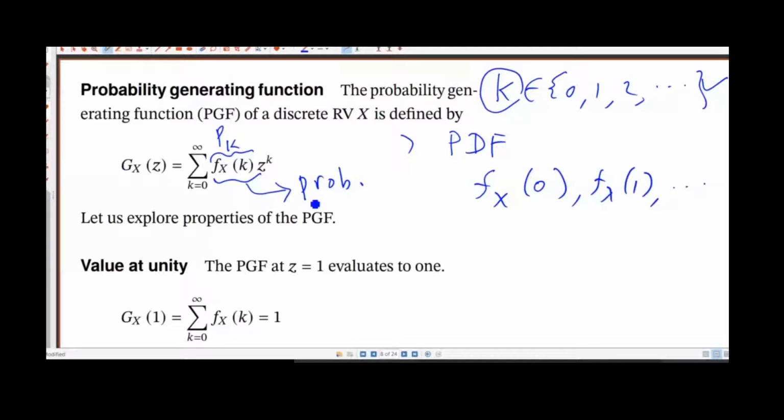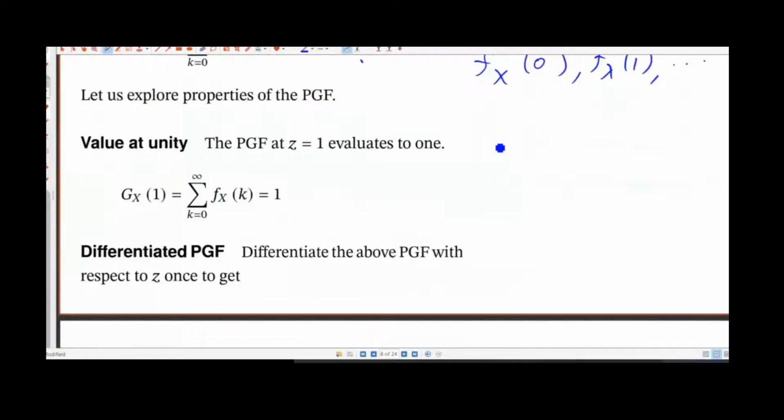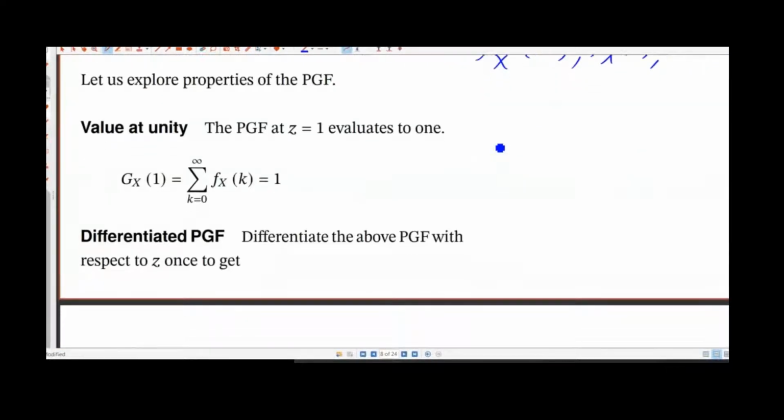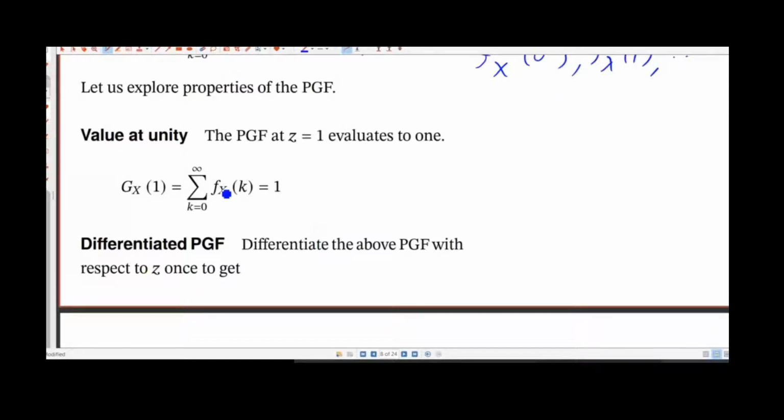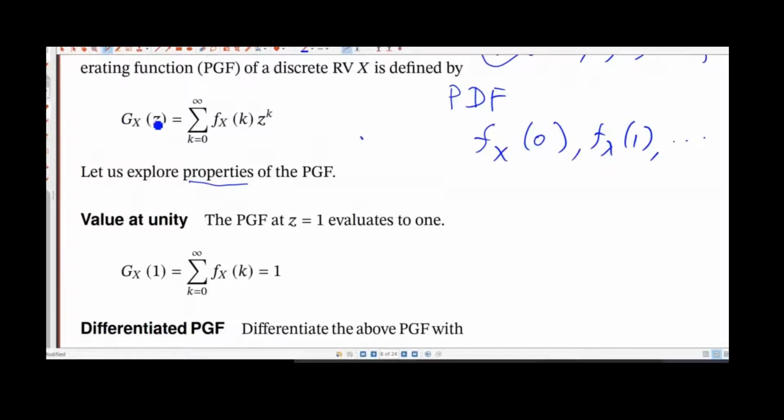So I hope you remember and understand the reason behind calling it PGF and not just any GF. So let us work this out for a few simple distributions. Actually, these are some nice properties of the PGF. Remember, PGF has that expression. So I just want to see what happens if I set z to 1 in that formula.